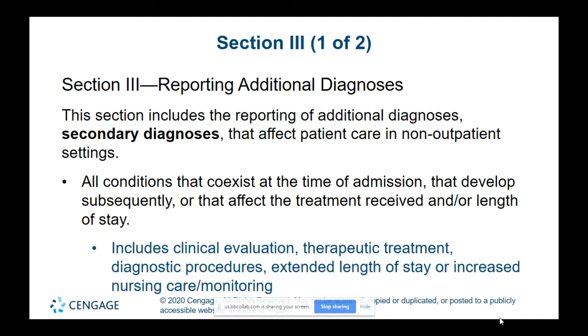Any questions on principal diagnosis? Again, it just kind of shows us the order of what you're supposed to list first. Principal, you're going to list first.